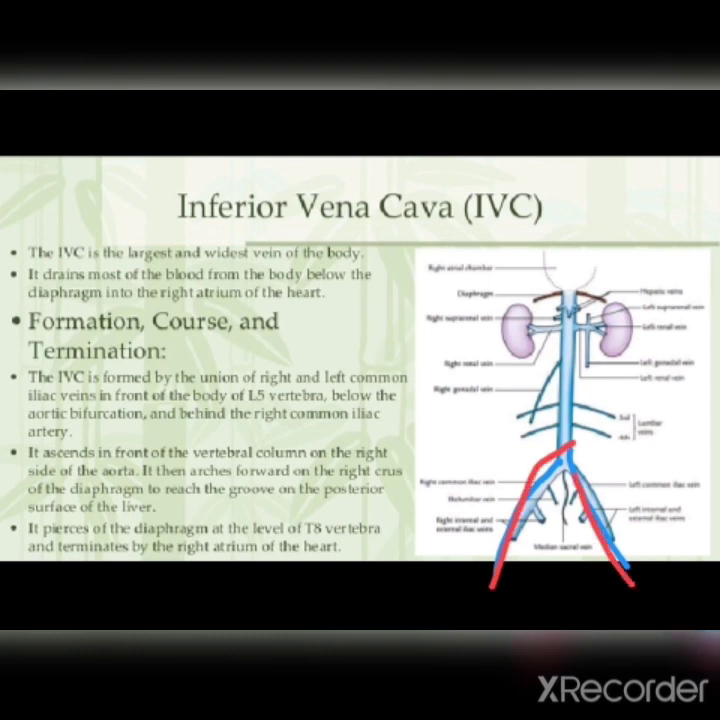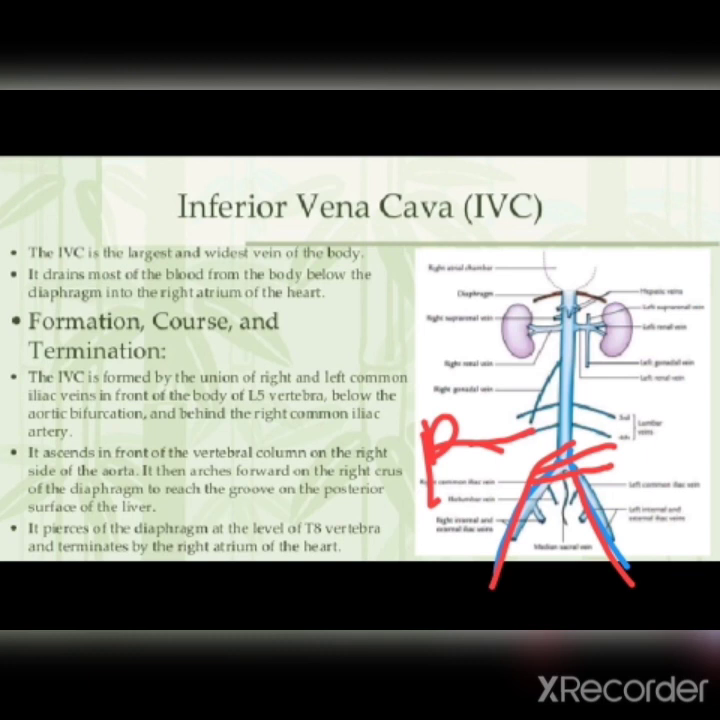Right and left common iliac veins are there, in front of the L5 vertebra, below the aortic bifurcation and behind the right common iliac artery. See, it is formed here. Now it ascends in front of the vertebral column on the right side of the aorta. It remains on the right side because the aorta is present a little on the left side.